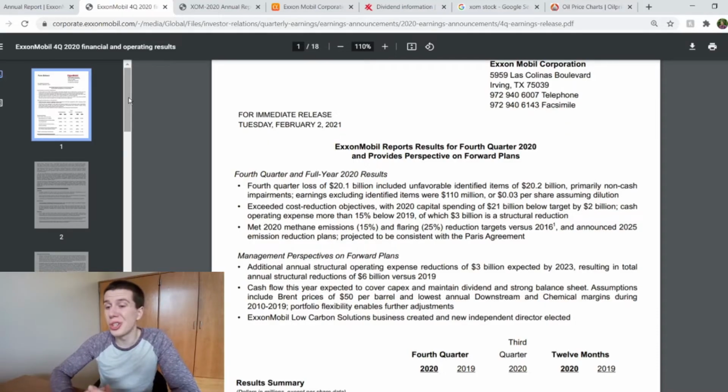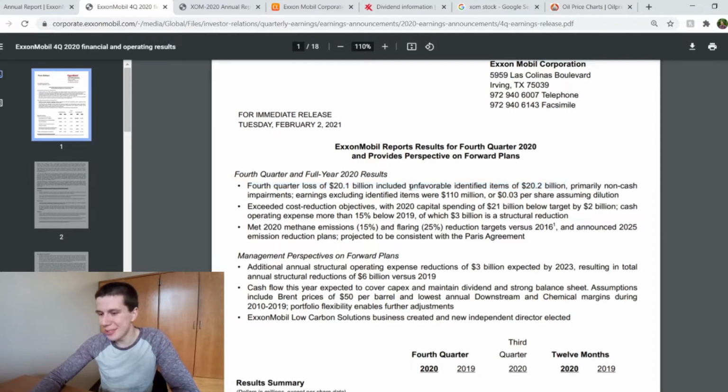So we're first just going to look at some of the results from Q4 and the full year of 2020. They said that they had a loss of $20.1 billion in the fourth quarter, which is pretty substantial, which included unfavorable identified items of $20.2 billion.